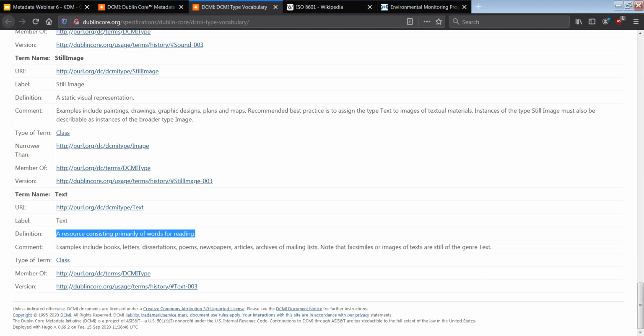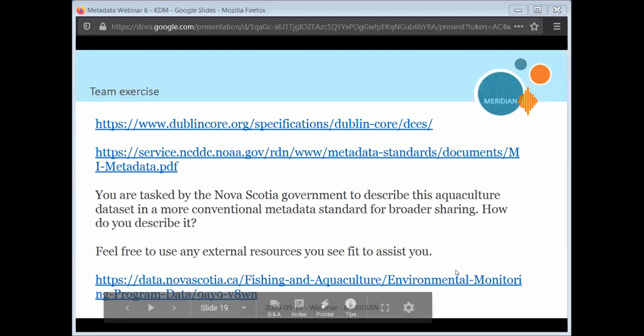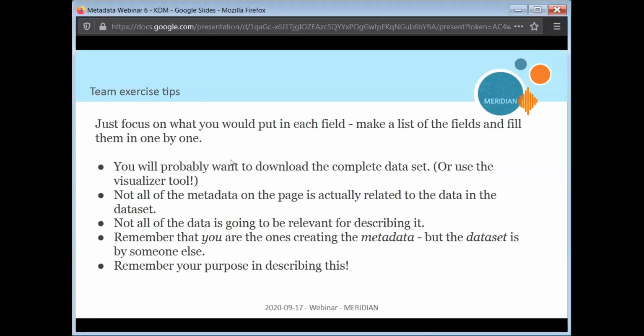I'm going to switch back to my presentation. So for completing this exercise at home, I think the easiest way to do it would be open your text document editor of choice, Notepad or Word or something like that, and make a list of all the fields in the Dublin Core element set and fill them in one by one. So you'd start somewhere around date and end with type. As I mentioned, you might want to download the complete data set, but the visualizer tool is also available online and can be really helpful.